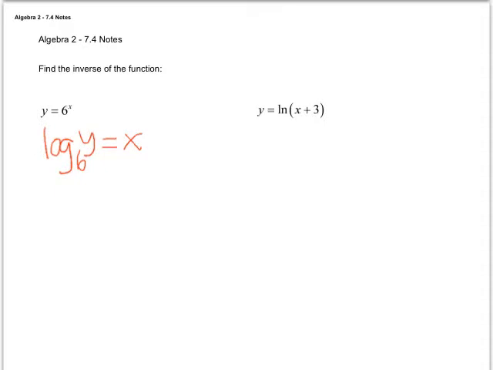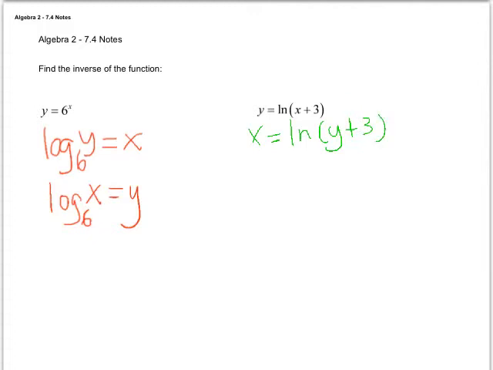And since it's an inverse, then x and y have to trade places. So what I'm going to end up with then is log base 6 of x equals y. So this guy right here then would be the inverse. If you're looking at the other side, we've got y equals the natural log of x plus 3. So again, I didn't switch my x and y right at the beginning, so let me go ahead and do that this time. So I'm going to have x equals natural log y plus 3.